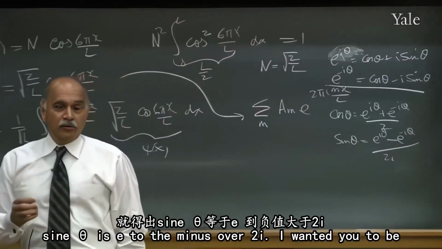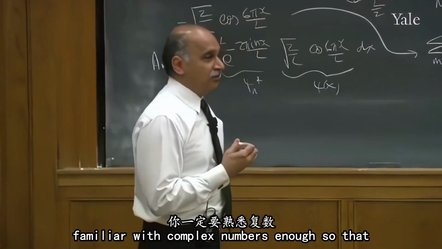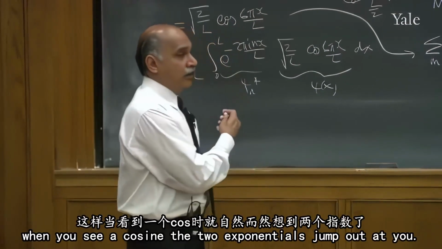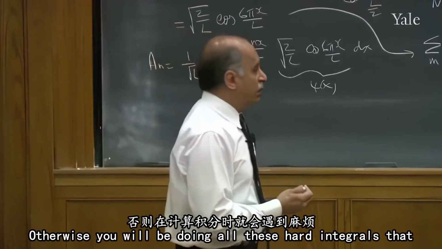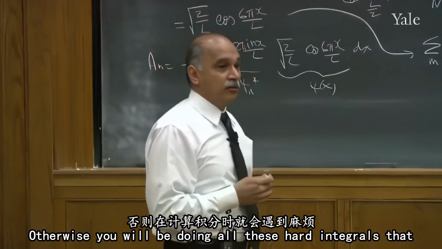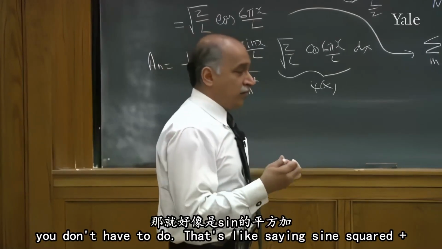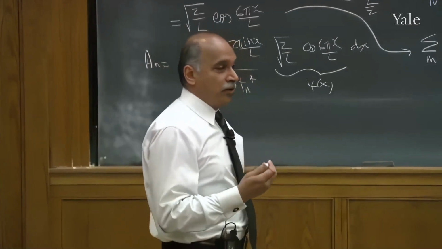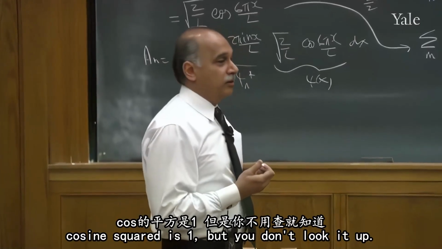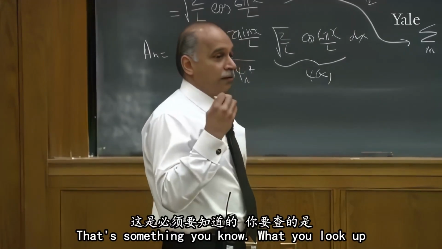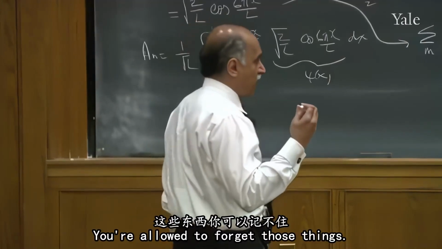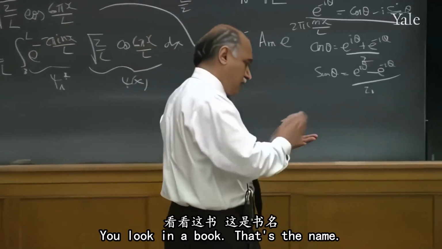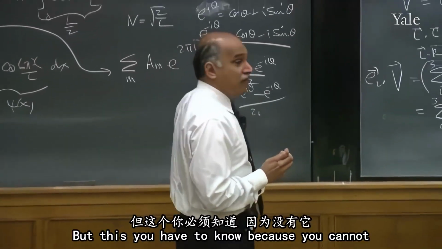Now, I wanted you to be familiar with complex numbers enough so that when you see a cosine, the two exponentials jump out at you. Otherwise, you will be doing all these hard integrals which you don't have to do. That's like saying sine squared plus cosine squared is 1, but you don't look it up, right? That's something you know. What you look up is your social security number or mother's maiden name. You are allowed to forget those things. You look in a book, okay, that's the name. But this you have to know.